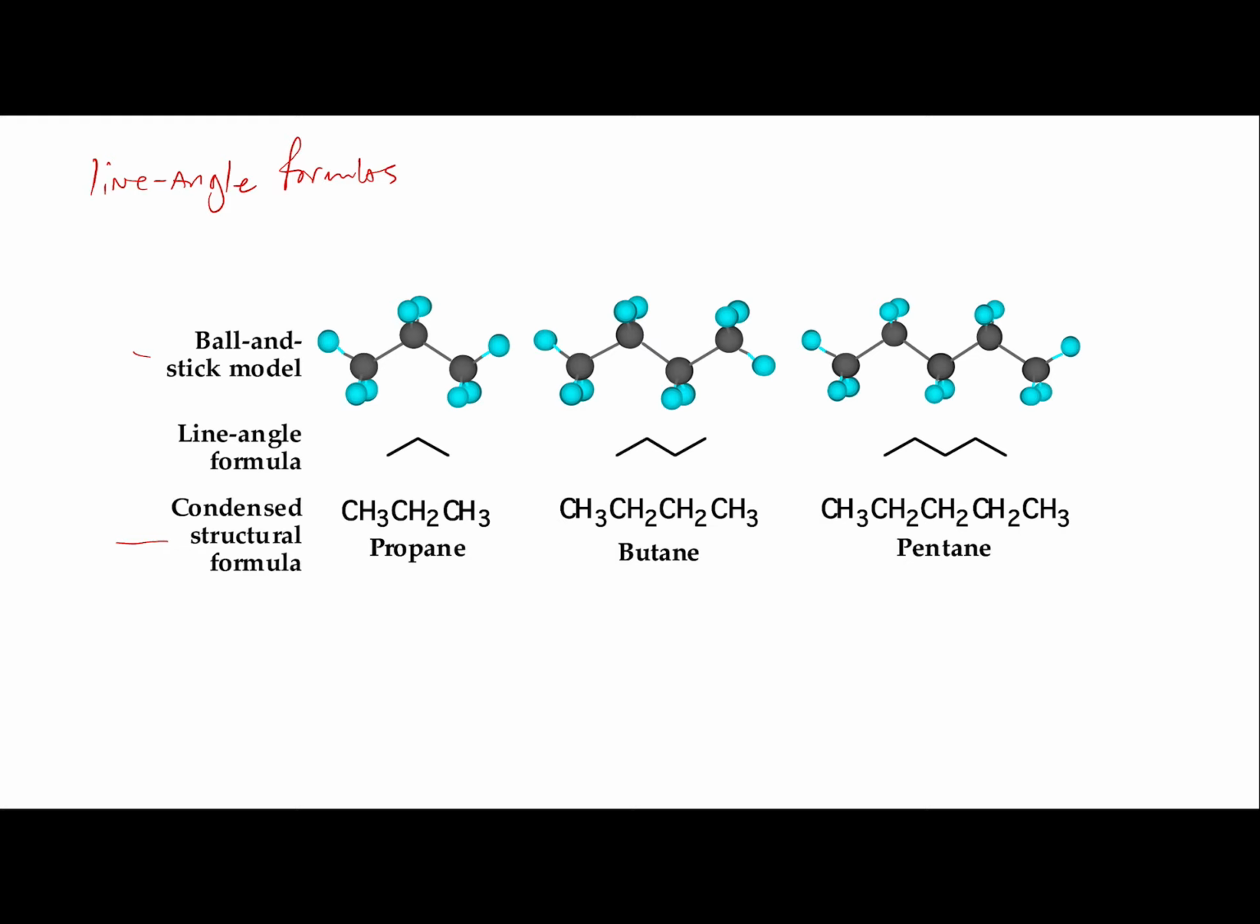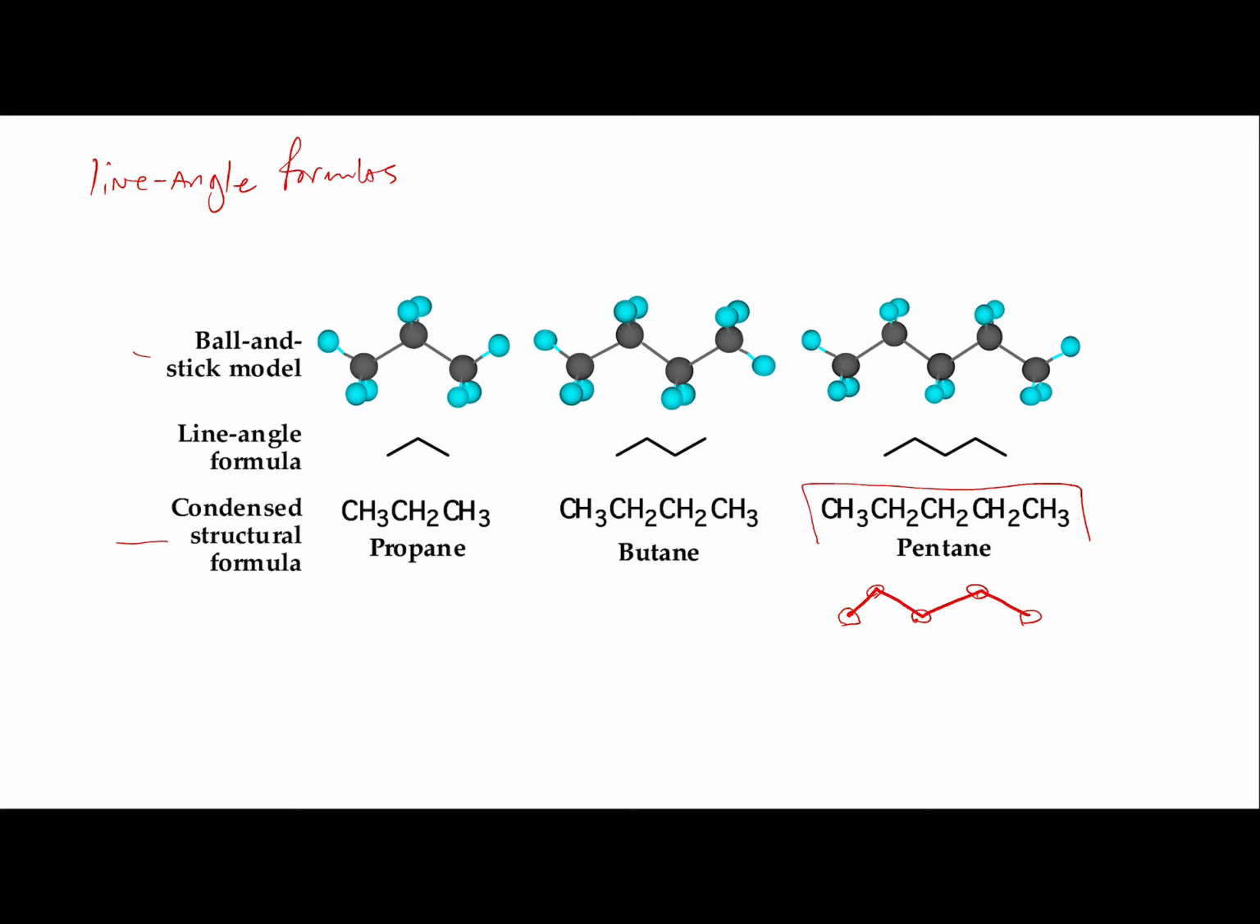I really like line angle because you can draw, for example, pentane, which has 5 carbons in it. Writing this out takes a certain amount of time, but saying, okay, carbon, 2 carbon, 3 carbon, 4 carbon, 5 carbon is really easy. To point out, every corner and end of these line angle structures is a carbon. We can take it for granted that every carbon is saturated.